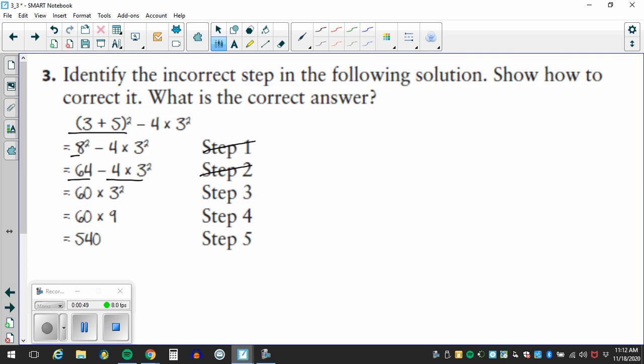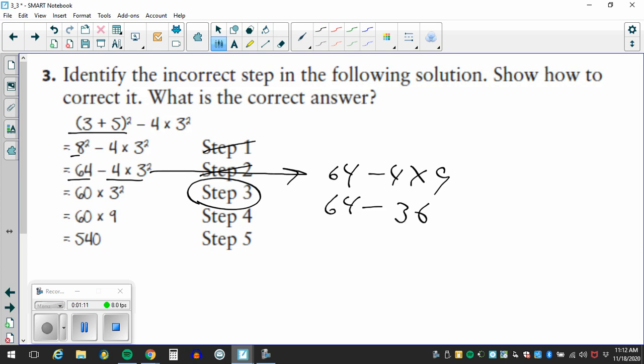But then in step 3, that's where they made the error. Instead of doing 3 squared first, they did 64 take away 4 first. So at this particular step, what should they have done? They should have done the exponents first, which means that would be their next line, because 3 squared is not 6, it's 9. And after that, it would be multiplication next, which would be 64 take away 36. And 64 take away 36 is 28. So your correct solution would be 28, not 540.